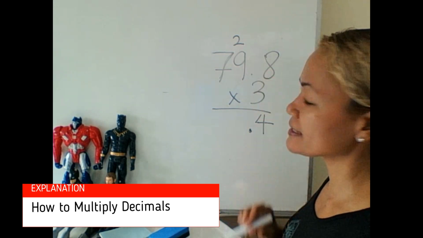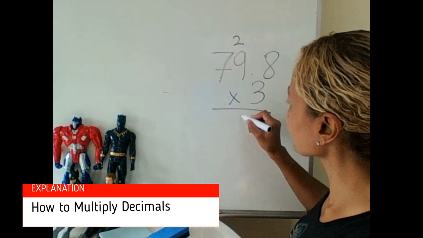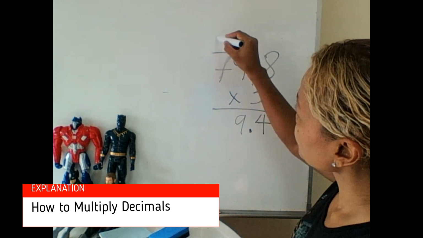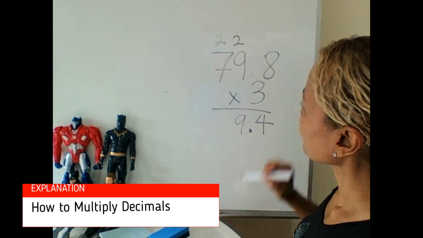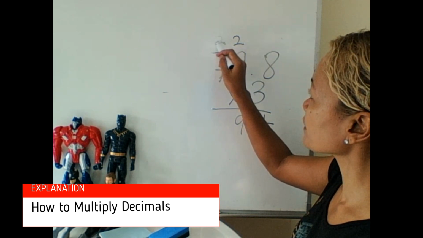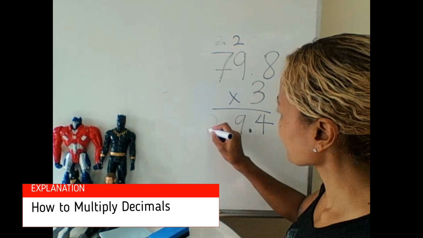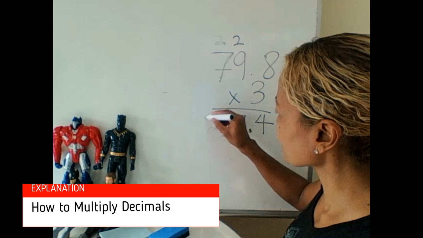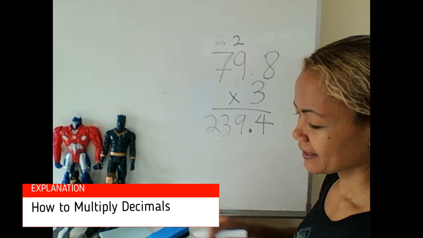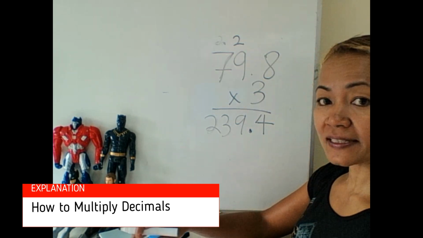3 times 9. 9 3s are 27. 28, 29. And then carry 2. 7 3s are 21. 21 plus the 2 that you've carried forward. 23. And your answer is 239.4.